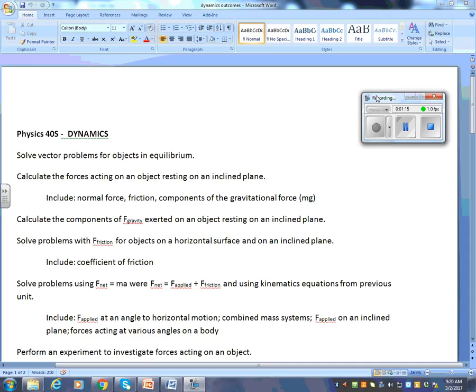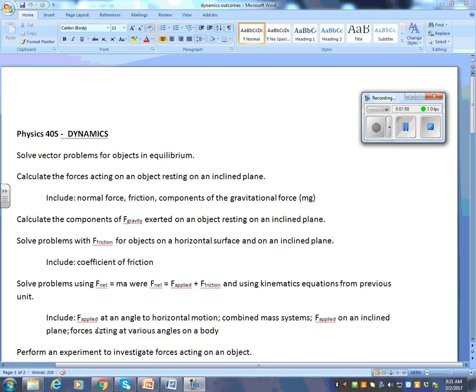We will calculate the components of F gravity exerted on an object resting on an inclined plane, so lots of ramp stuff. Solve problems with friction for objects on a horizontal surface and again on an inclined plane. Solve problems using F net equals ma, where F net is equal to F applied plus F friction, and using kinematics equations from previous units. So in fact, a lot of the kinematics that we just did will be expanded, and I'll expect you to read or be able to do it again. So there's sort of that opportunity for almost a redo on some of the concepts, right?